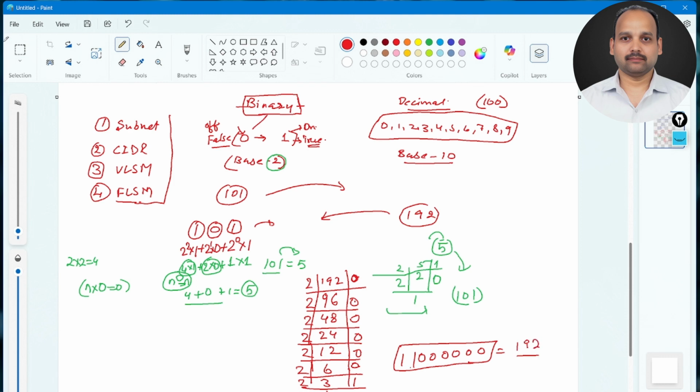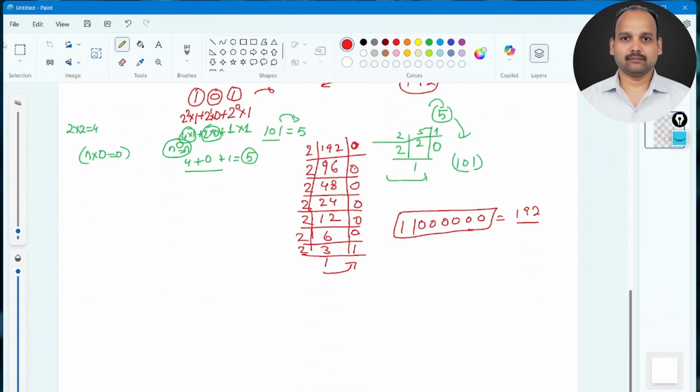192. And if I want to convert this value from binary to decimal, how will I do it? 1 1 and 6 zeros: this will be 2 to the power 0, this will be 2 to the power 1, this will be 2 to the power 2, this will be 2 to the power 3, this will be 2 to the power 4, this will be power 5, this will be 2 to the power 6, and this will be 2 to the power 7.